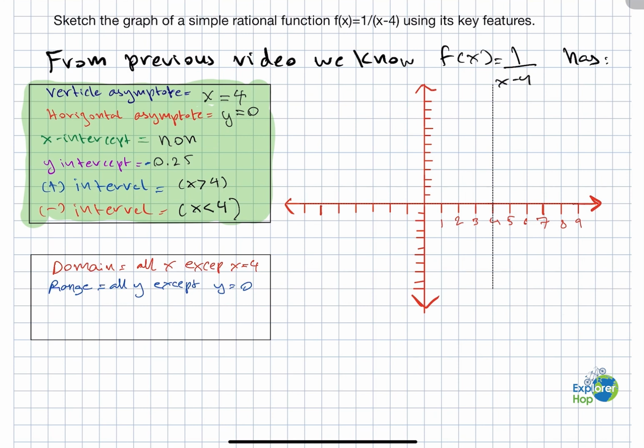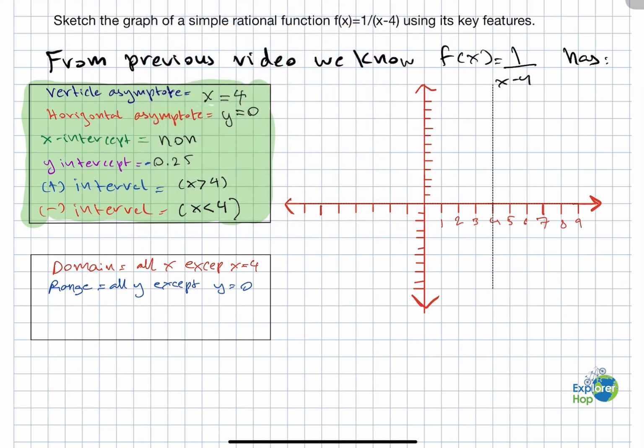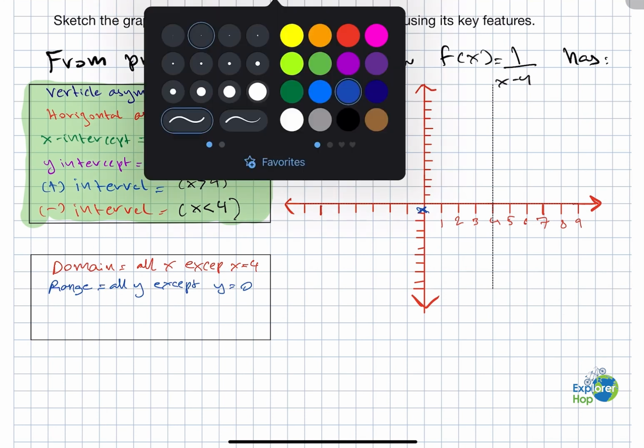And then we know there is no x-intercept, and the y-intercept would be somewhere right here at negative 0.25. That would be the y-intercept. And we know that our function is positive when x is greater than 4, and it is negative when x is less than 4. So let's try to sketch out a graph for that.